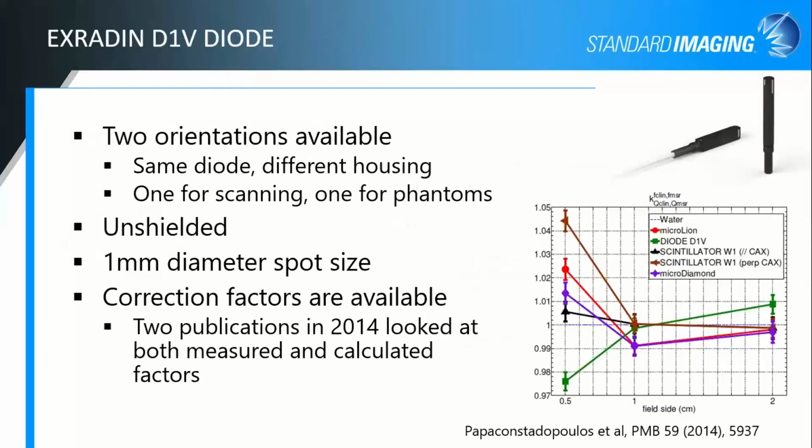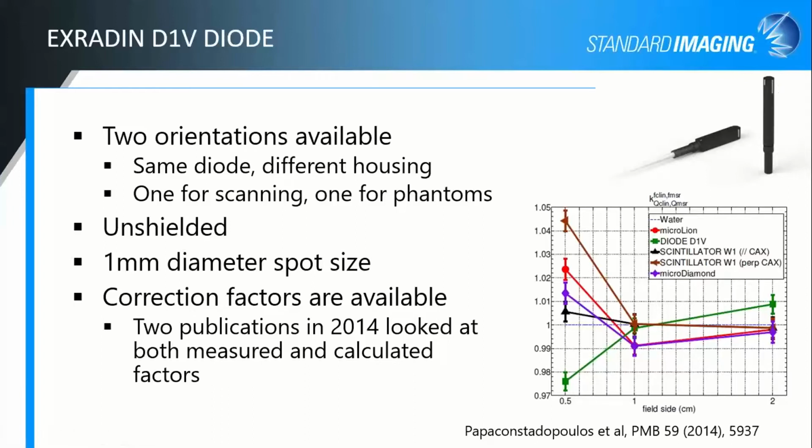The diode, the D1V, we actually have two configurations of our diode. It's the same diode in two different housings. So if you've heard of the D1H, that's this horizontal version. That's really meant for phantoms, but the vertical one, the D1V, is designed for scanning. And so it's held vertically in the beam in order to have a minimal perturbation in terms of the stem and the lateral scatter of the radiation within the water.